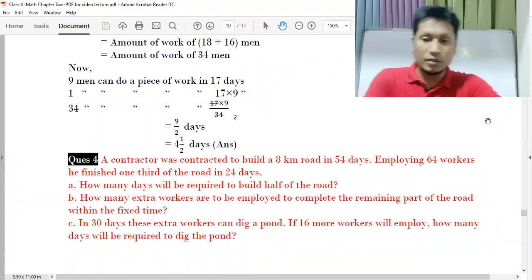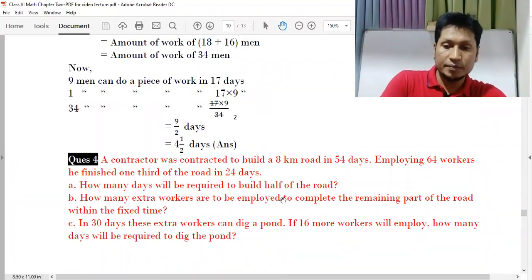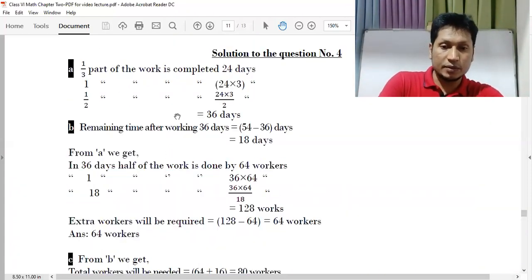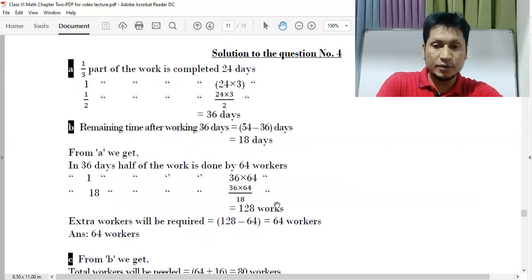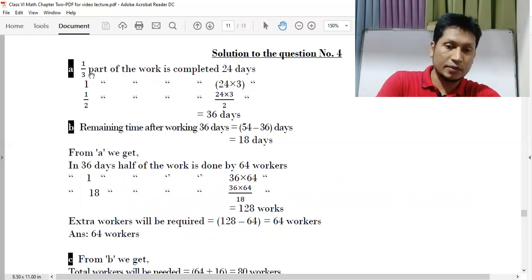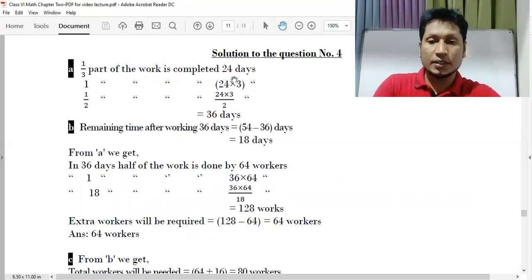How many days will be required to build half part of the route? Half part of the route. There is a technique given. The technique is what? The 1/3 was finished in 24 days. Here from STEM we know 1/3 means 1/3 part. 1/3 part of work was done in 24 days.